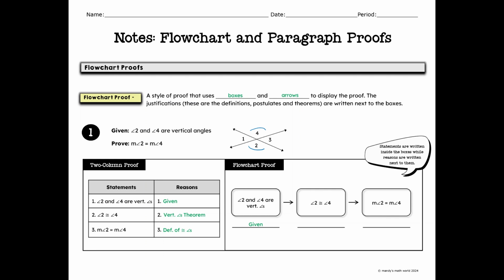And then it's a flow chart. So we have arrows that go to, and it just shows your chain of thinking, right? So like this is step 1, this would be step 2, this would be step 3 from our two-column proof. So the fact that they're vertical angles leads to angle 2 is congruent to angle 4, and we know that by the vertical angles theorem. So that's what we would write there. And because they're congruent, we can then show that their measures are equal by the definition of congruent angles.